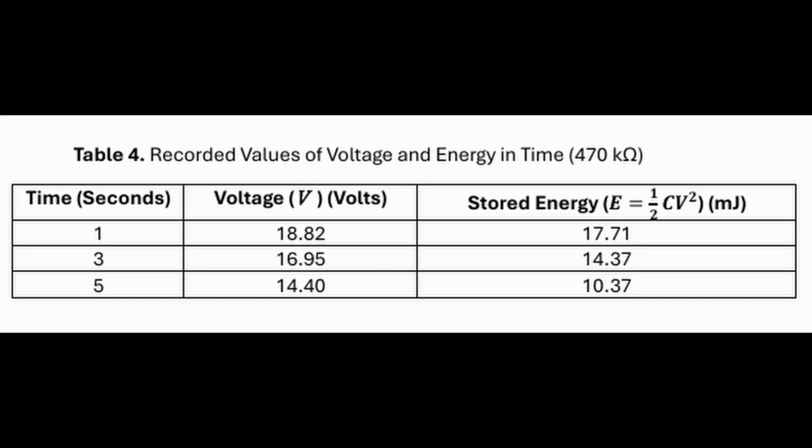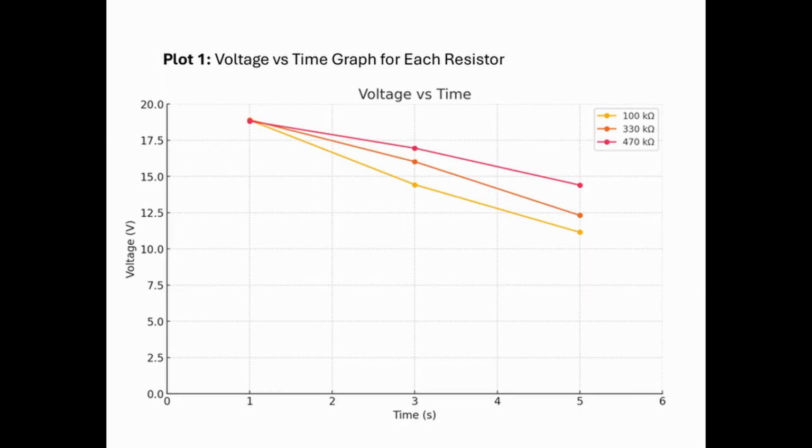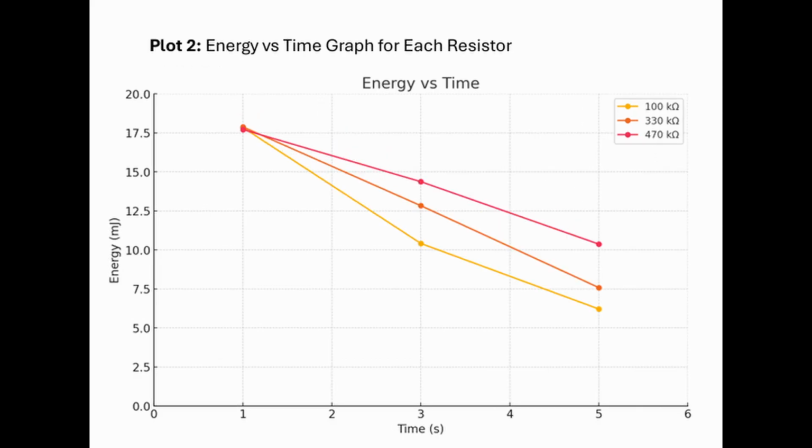Finally, the 470 kilo ohm resistor proved that the highest resistance resulted in the slowest energy loss, with the capacitor holding its charge for the longest duration. These findings clearly demonstrated how resistance impacts the discharge rates, aligning well with the theoretical predictions of exponential decay.